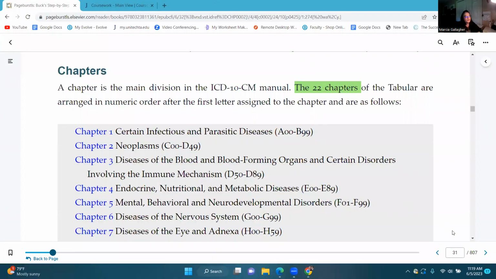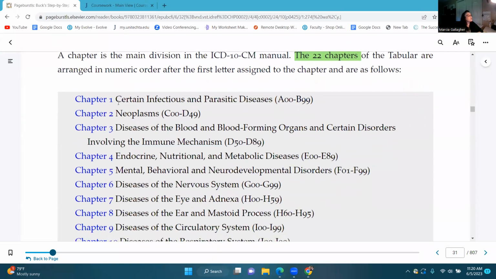Okay, so we're starting on page 31 of your textbook, chapter 2. A chapter is the main division of the ICD-10-CM manual. The 22 chapters of the tabular are arranged in numeric order after the first letter assigned to the chapter and are as follows. So here you need to remember there are 22 chapters in the ICD-10. For example, chapter 1 is certain infectious and parasitic diseases. It goes from A00 through B99.